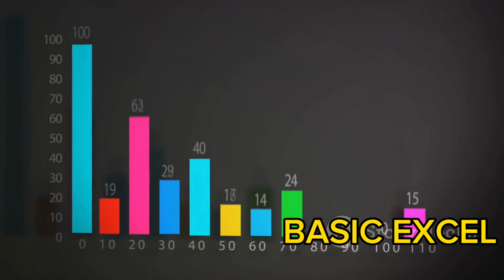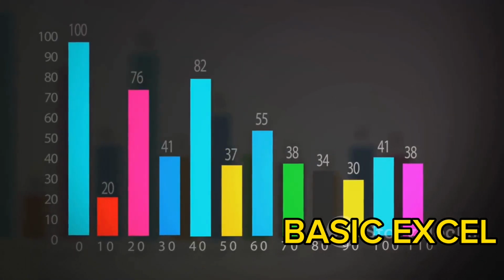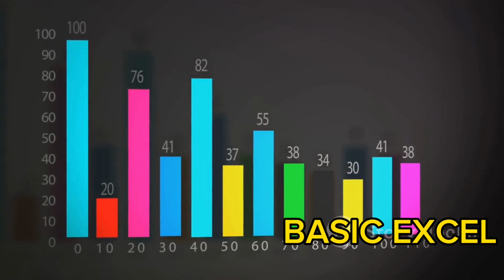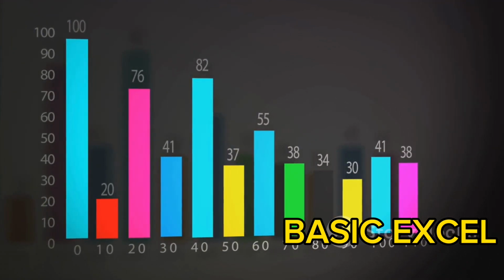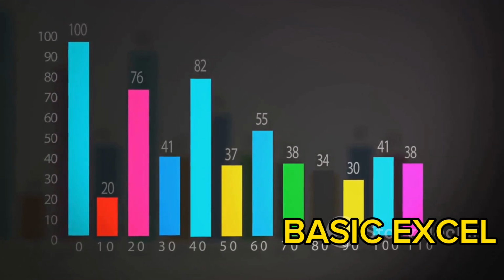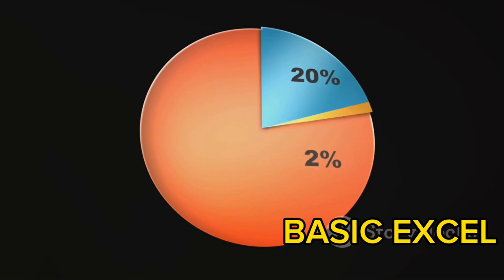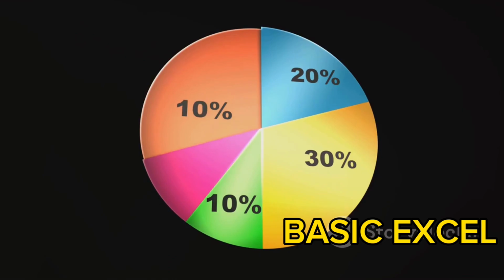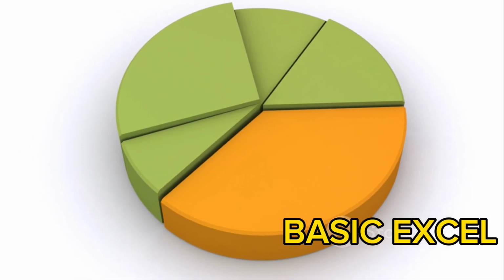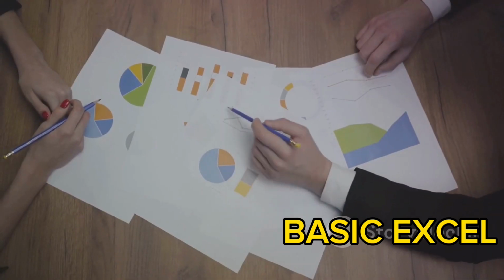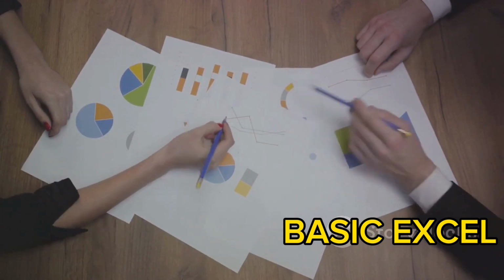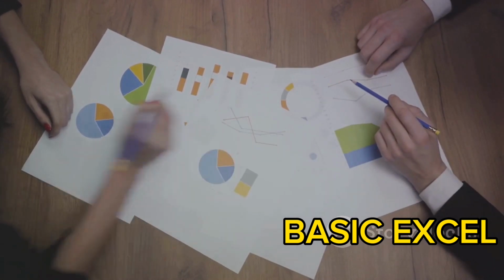Firstly, bar charts. They are ideal for comparing data across categories. Each bar represents a category, and the height or length of the bar corresponds to the data value. To create a bar chart, select the data you want to represent, then choose Insert from the menu, followed by Bar Chart. Voila, your bar chart is ready. Next, pie charts. These are perfect for showing the proportions of a whole. Each slice of the pie represents a category, and the size corresponds to its proportion in the whole. To create a pie chart, select your data, go to Insert, then Pie Chart. And there you have it, a pie chart.